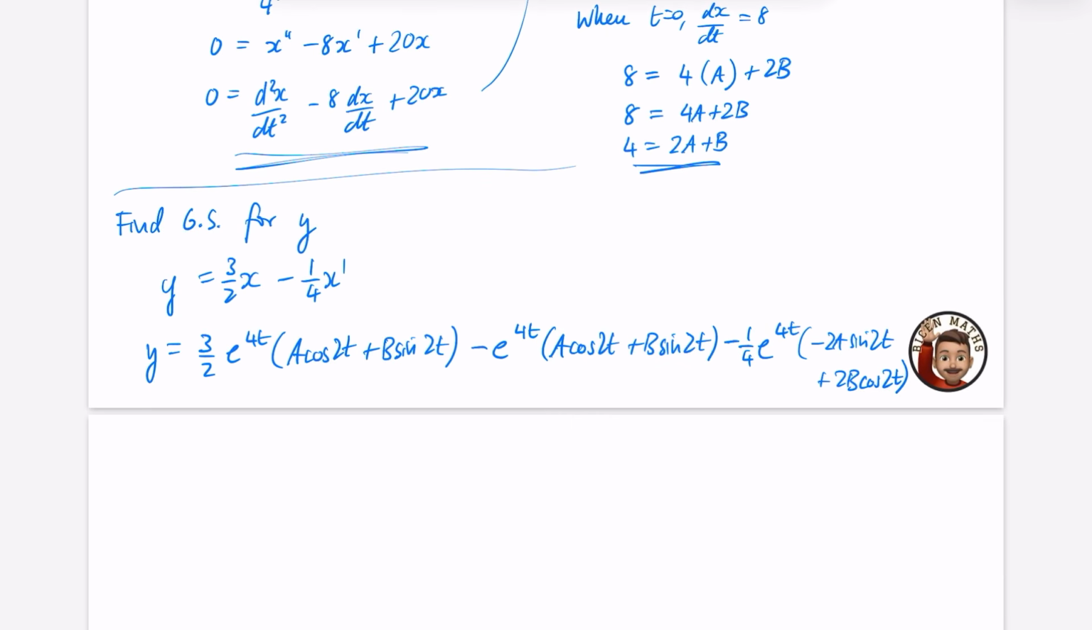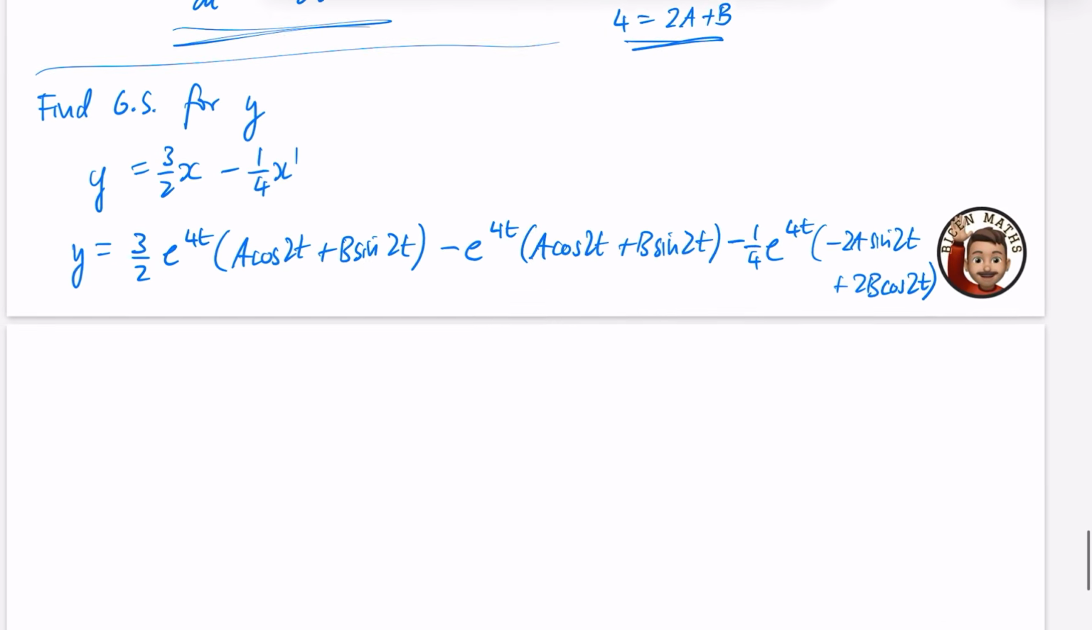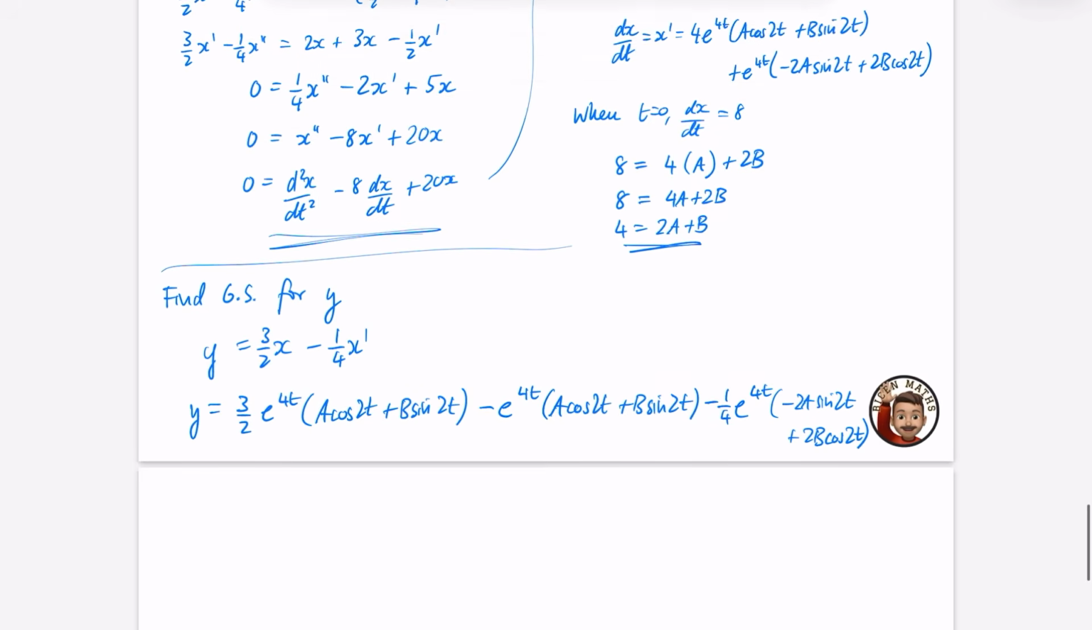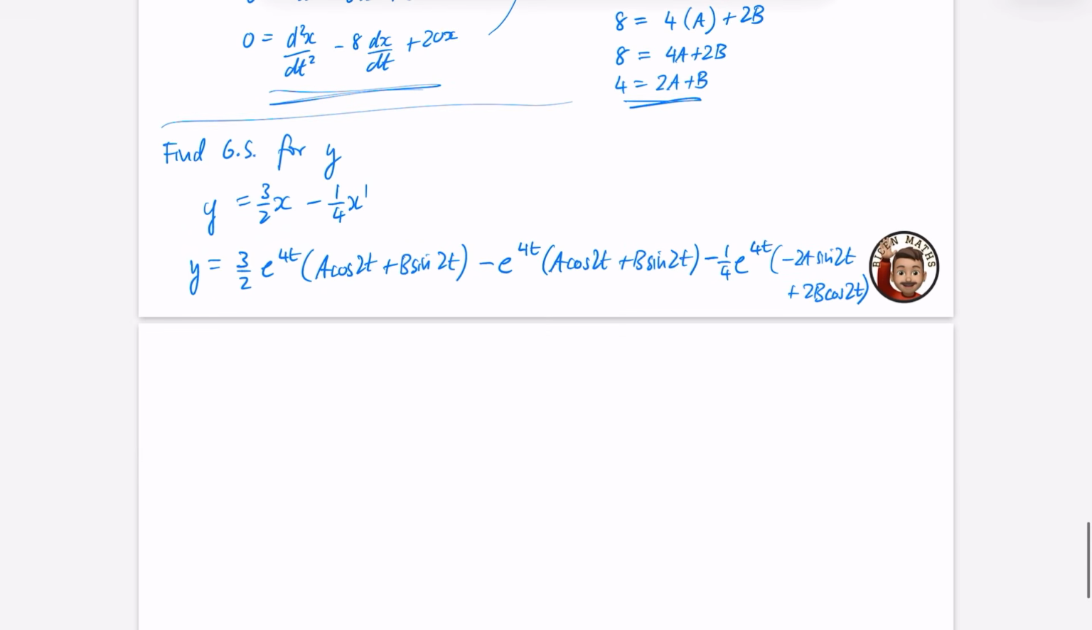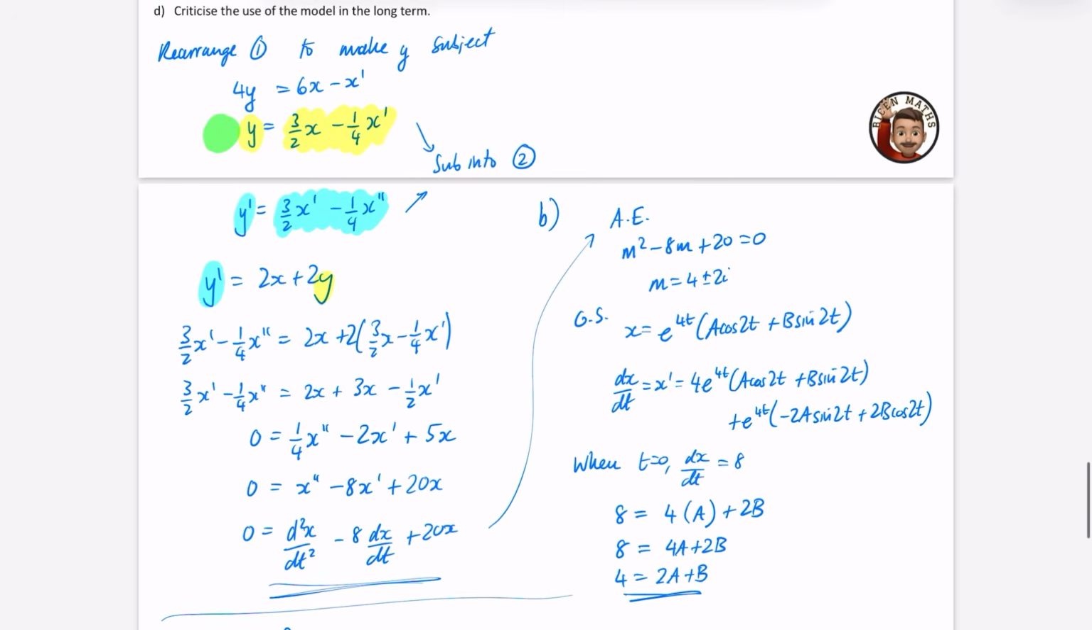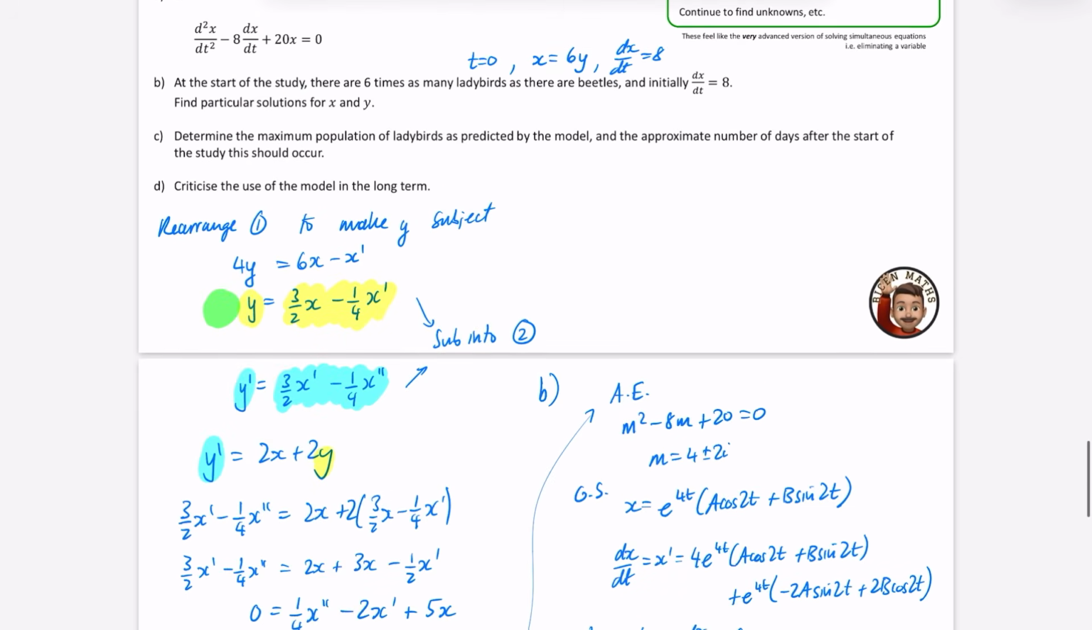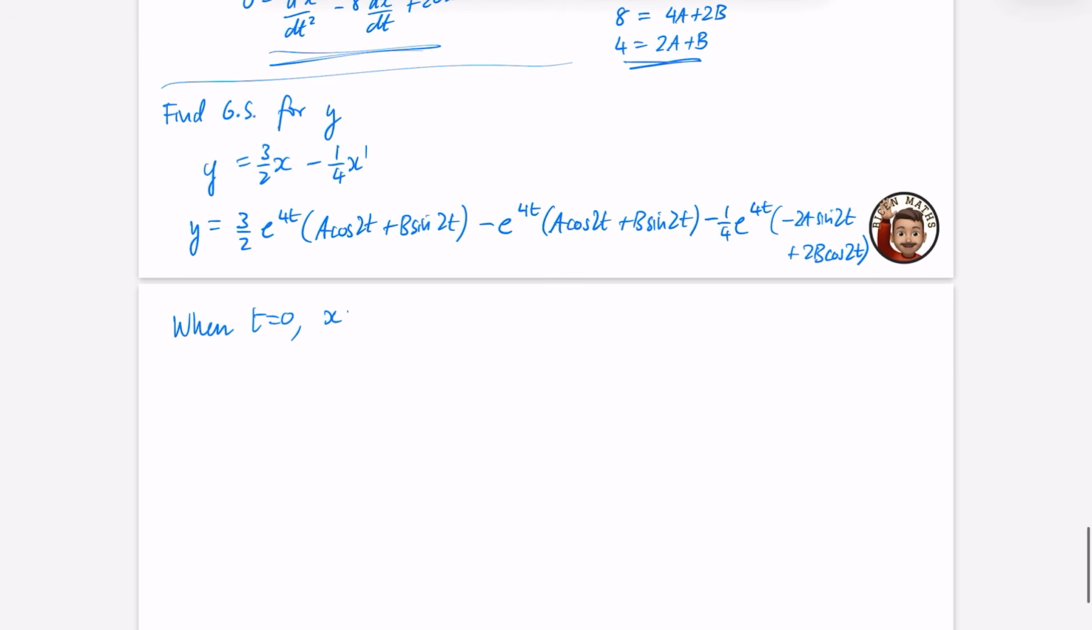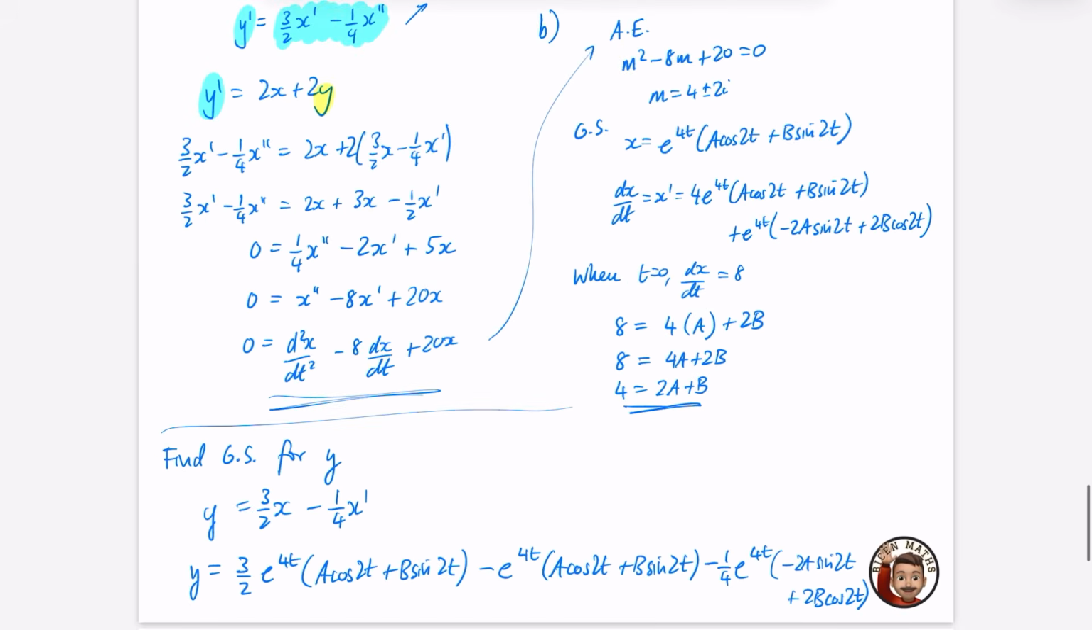Okay, it doesn't look particularly pleasant, but I think we're going to be able to probably handle what is going on with this because we now know that when t is equal to 0, what did we say? x is equal to 6y. x is equal to 6y. So let's see what x is equal to. When t is equal to 0, x is equal to, looking at this, that's 1, that's 0. x is just equal to a.